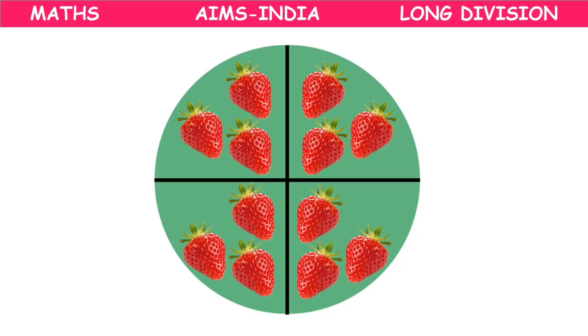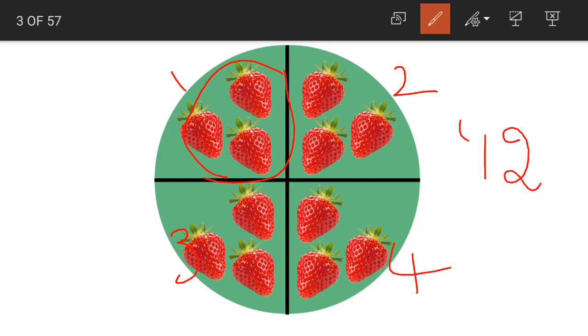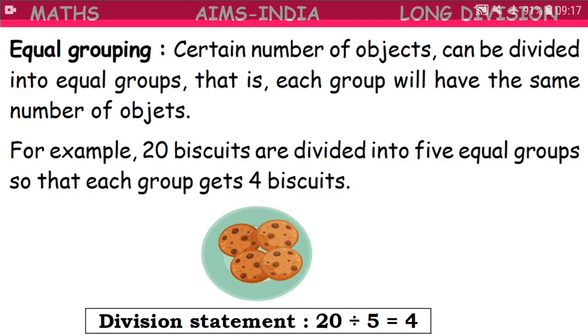3 apples. Yes, so here these are strawberries. How many strawberries do we have? We have 12 strawberries which are divided among 1, 2, 3, 4. So how many did each student get? Each student got 3 strawberries. The total strawberries were 12 and the number of students were 4. When we divided 12 by 4, we got 3 as our answer. We gave 3 strawberries to each student. Clear, children?